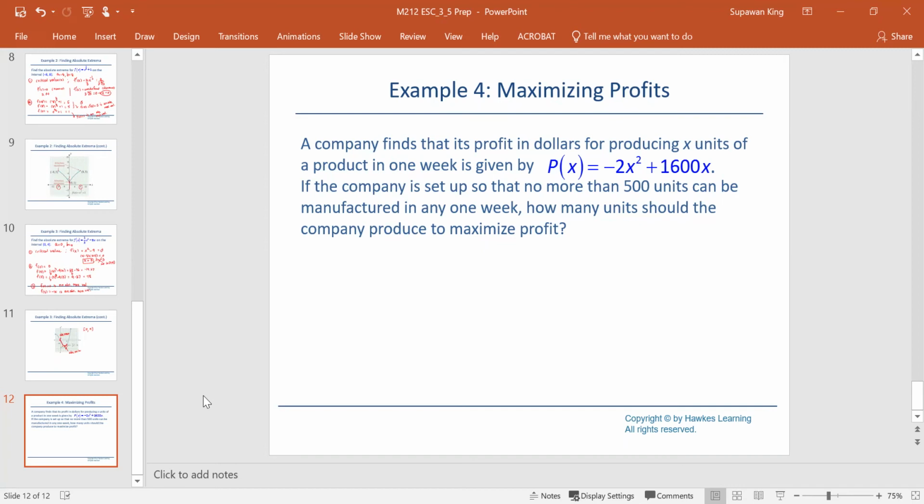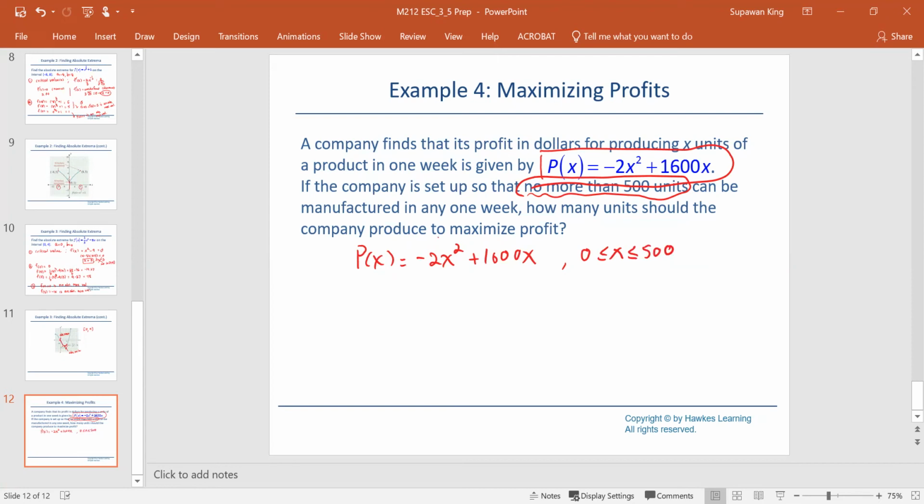The profit function is given by P of x equals negative 2x squared plus 1600x with the condition that no more than 500 units can be manufactured. The function P of x is a polynomial function, and the x, or the units, with restriction, has to be between 0 and 500 units. It can be produced within 1 week.